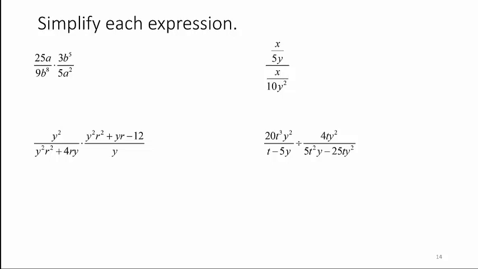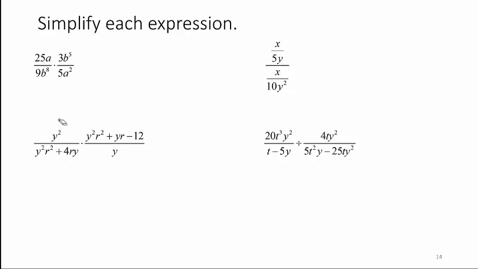All right, now I want to do some examples of multiplying and dividing rational expressions with more than one variable involved. So in this first example, 25a over 9b to the 8th times 3b to the 5th over 5a squared. Okay, so again, we can multiply straight across. I want to just automatically start looking at the factors, right? Because we're already multiplying everywhere, right? There's no addition or subtraction involved.